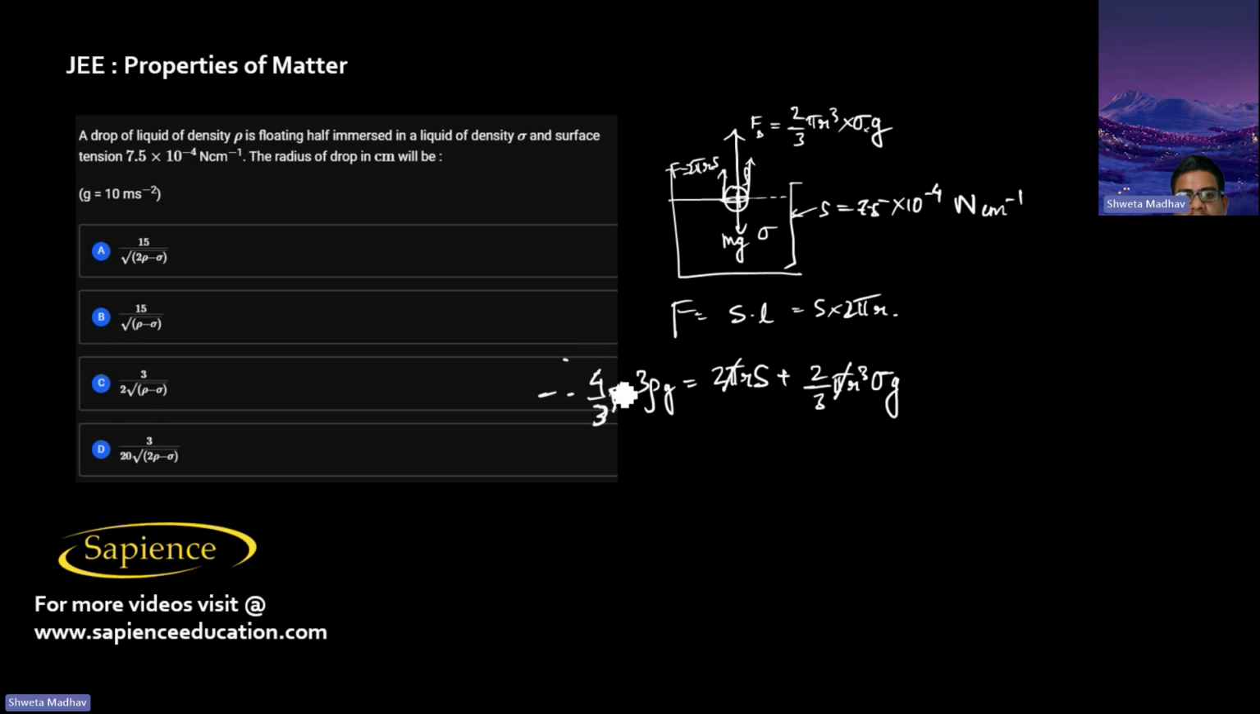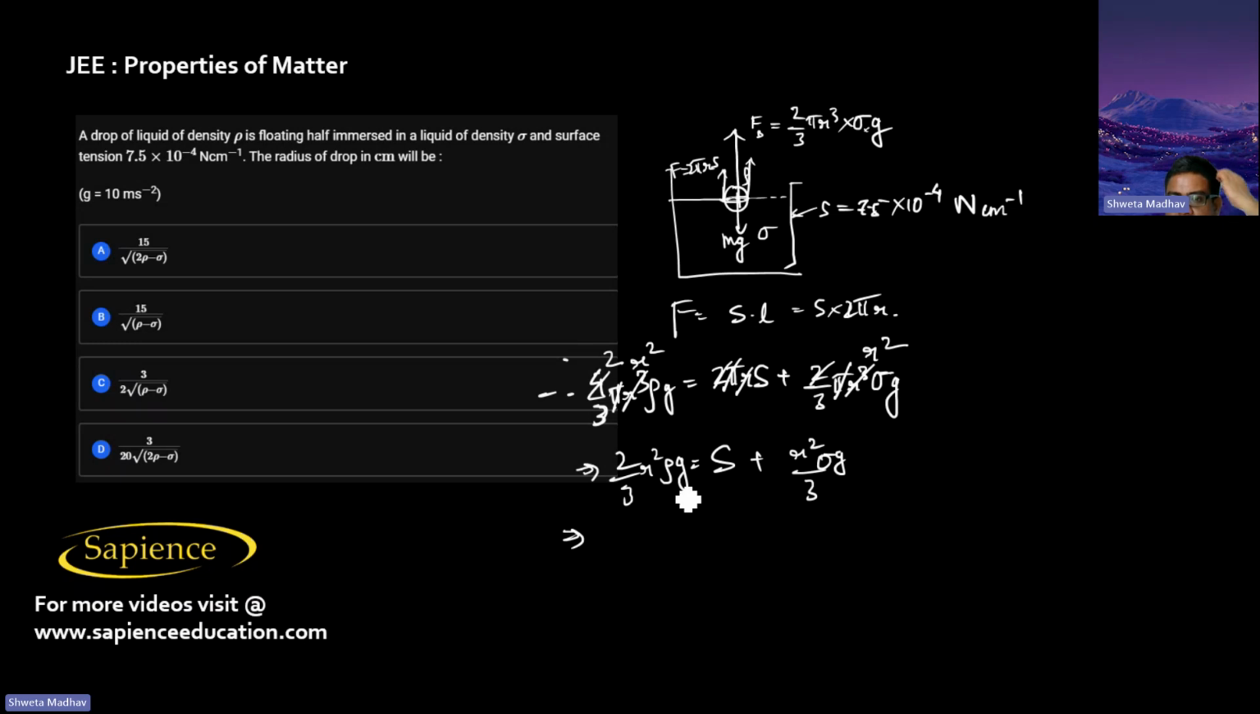Pi will cancel. So 2 over 4 will cancel out, so r square will be there. This will be 2 by 3 r square rho into g, that is equal to s plus r square sigma g by 3.